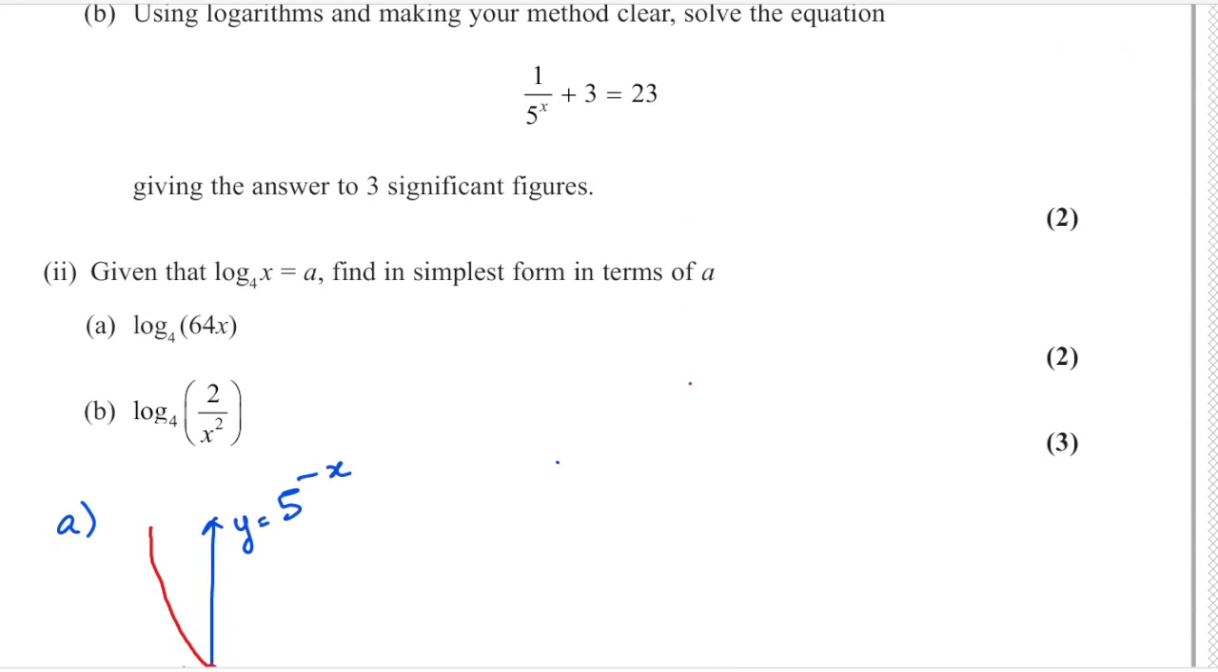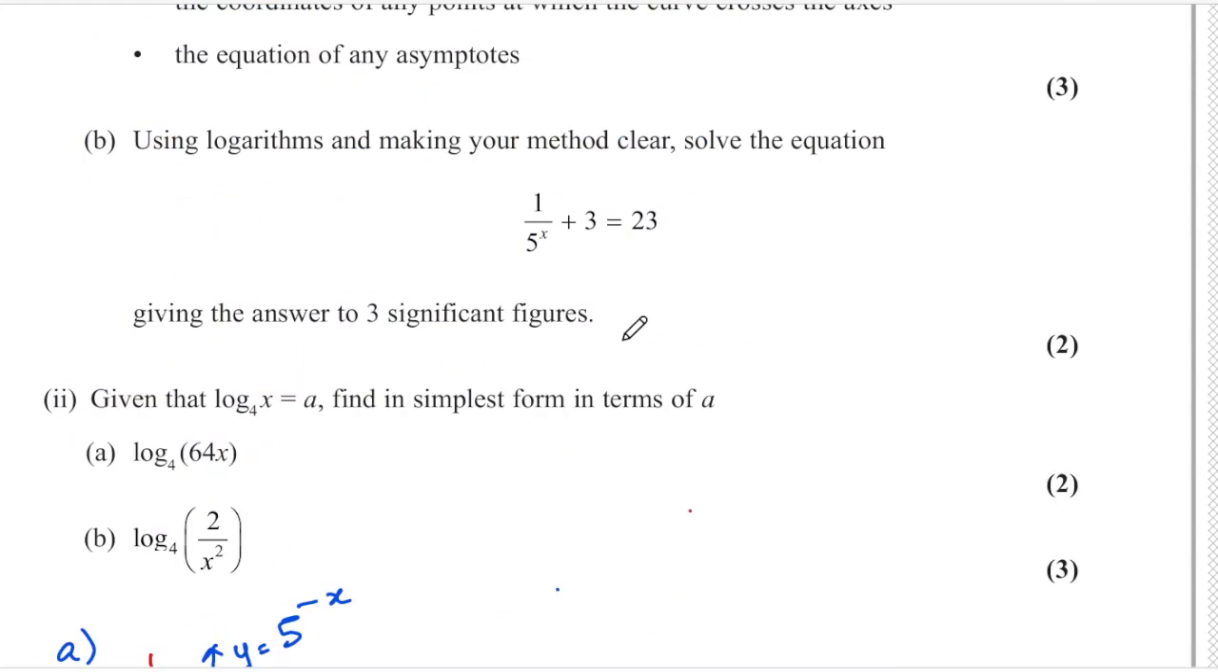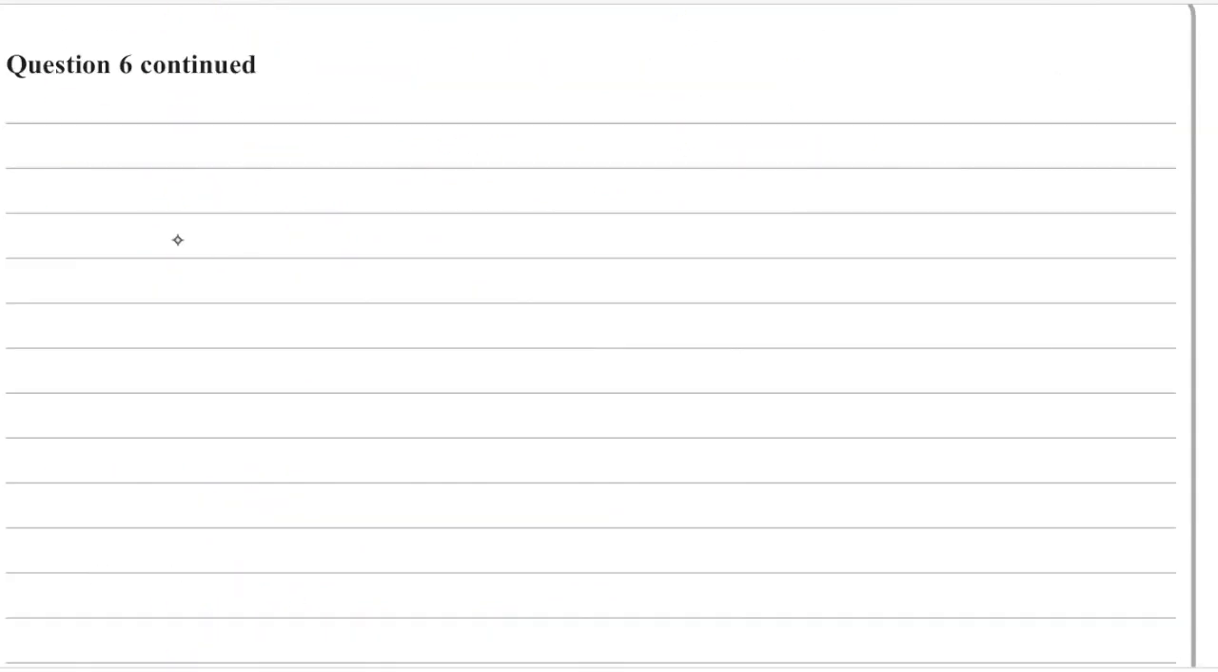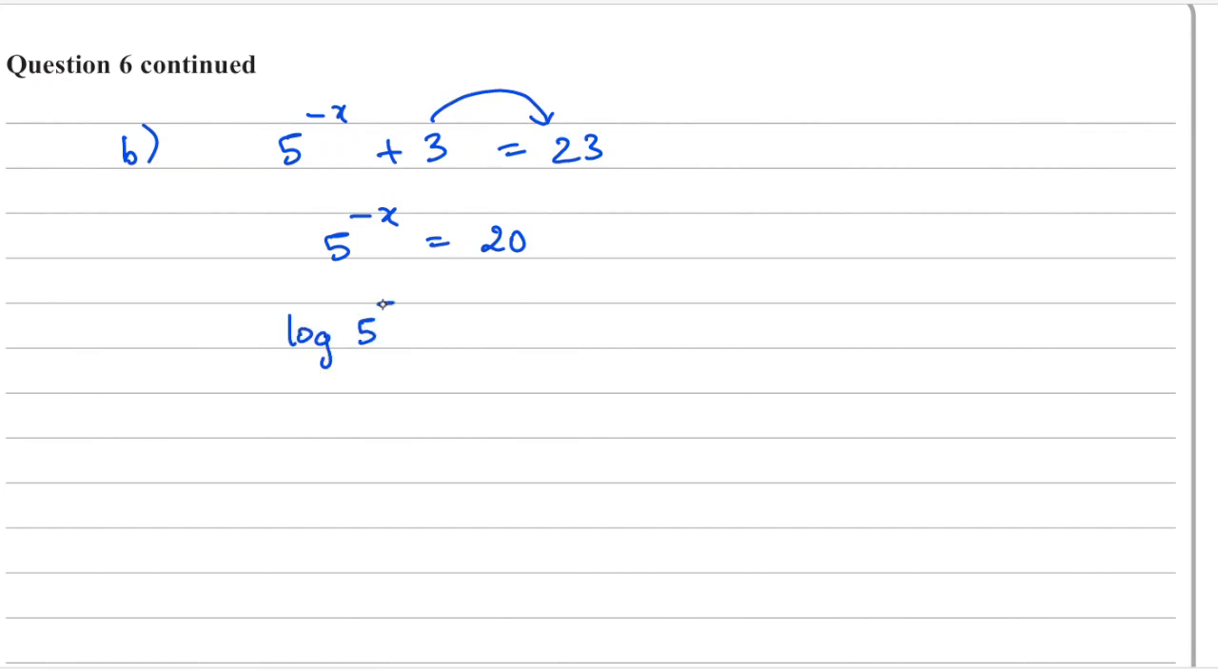Now for the second part, we are given the equation (1/5)^x + 3 is equal to 23. That is the same curve equation we did right now, giving the answer to three significant figures. So 5^(-x) + 3 is equal to 23. We need to use laws of logarithms, but first we can bring this term to this side. So that is 5^(-x) equals 23 minus 3, which is 20. Now we can take log on both sides. So log of 5^(-x) is equal to log of 20.